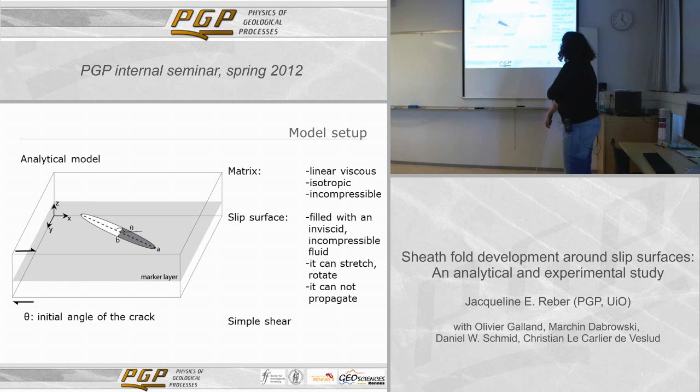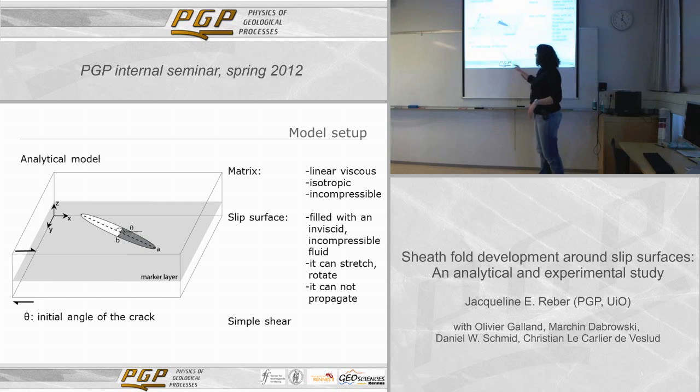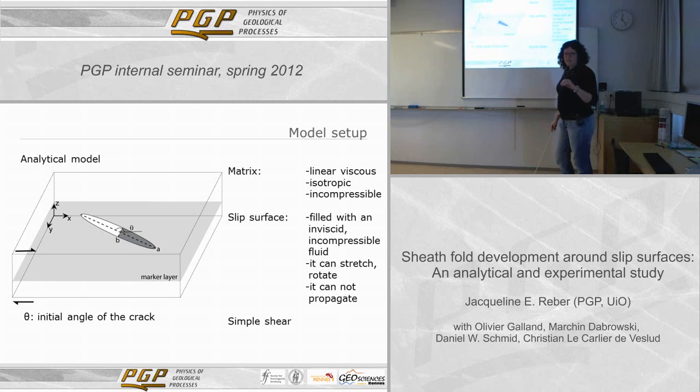So this model is based on the extended Eshelby solution. It has been programmed by Martin, and it basically is a block of a matrix which is linear viscous, isotropic, and incompressible. And in this matrix we have marker layers. So these layers are purely passive. They don't have any kind of property. They are just for the visualization.